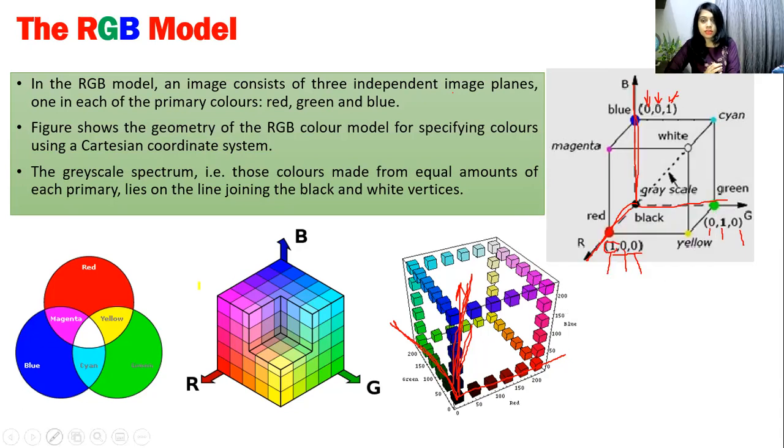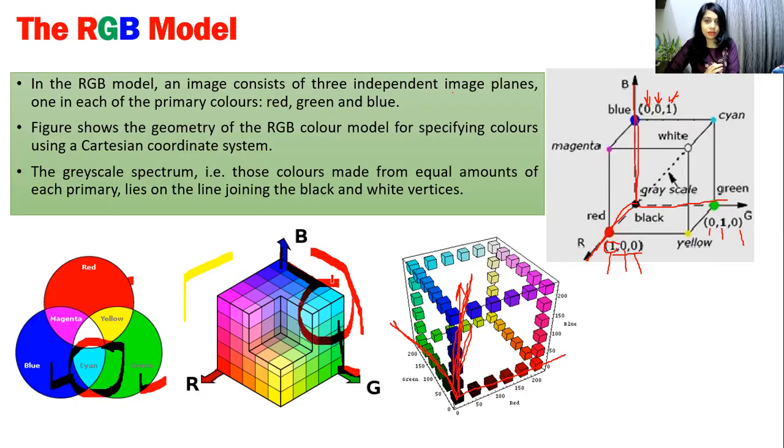Now you can concentrate here. Let me take color change. Now if you see here, this is the green plane, this is the red plane, and this is the blue plane. When we mix blue and green, what do we get? We get cyan. So here you can see this cyan color.